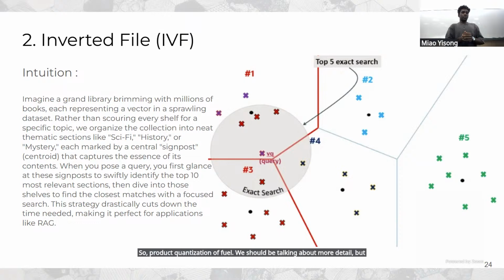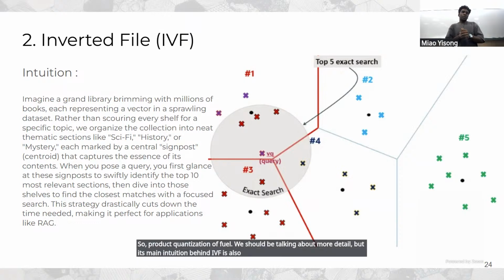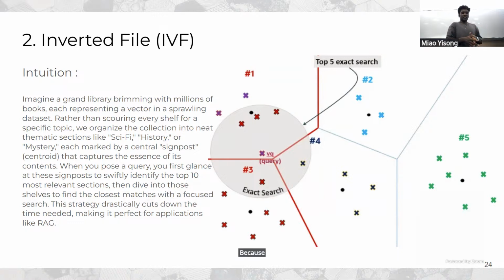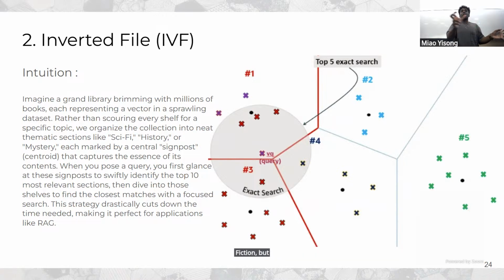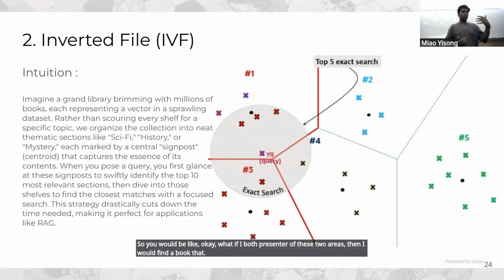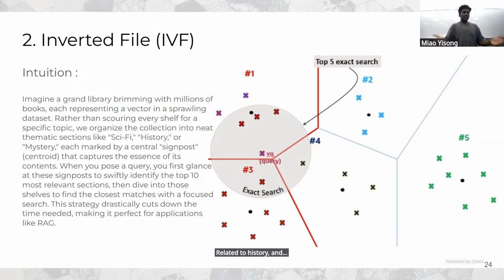The main intuition behind IVF is also similar to HNSW, though it came before HNSW. The analogy is, if you go into a library and you want to pick a book, you would go section by section, maybe mystery or sci-fi, history, fiction. Then you would go to the section and pick a certain book. So let's say you want a book that is fiction but still has a bit of history in it. You would be like, okay, what if I go to the center of these two areas? Then I would find a book that is related to history and fiction. That's the whole idea behind the inverted file algorithm.